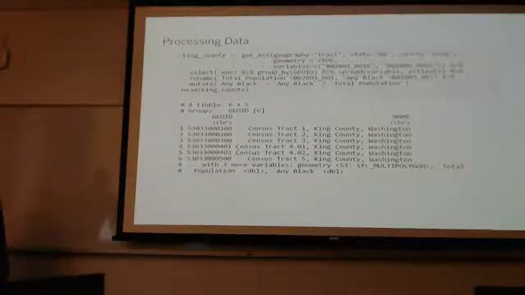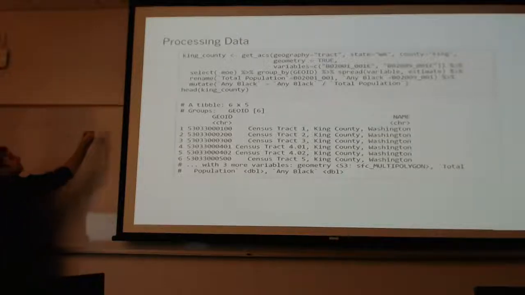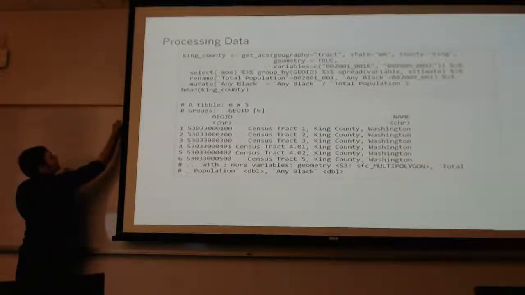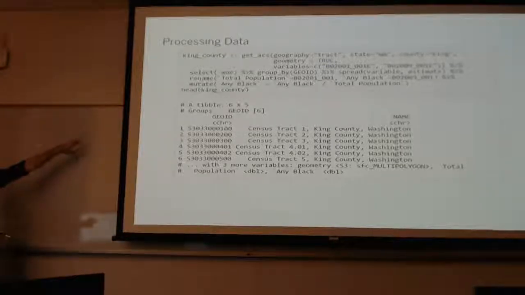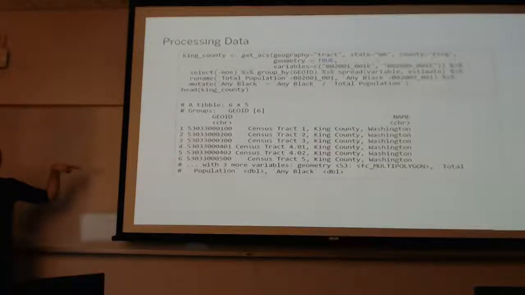And the reason I couldn't spread without dropping margin of error is that for each one of these variables, any black, total population, there would also be any black margin of error, total population margin of error. I didn't want to spread those ones out because I wasn't interested in them, so I just dropped them. It's not a single value for each one here. Instead, there was an MOE here and then a value here. So spread only lets you spread over one key and value, not one key and two values, at least not that I'm aware of. I could be completely wrong. So it didn't spread nicely, so I dropped MOE.